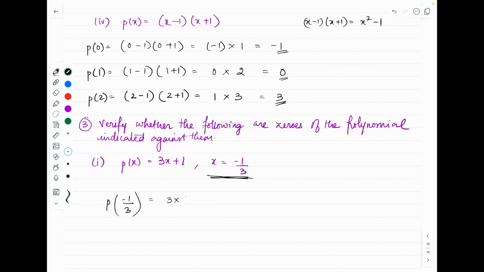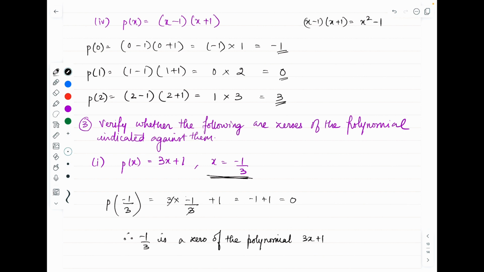This is 3x means 3 into minus 1 by 3. Okay, plus 1. 3 is cancelled. We are remaining with minus 1 plus 1. Minus 1 plus 1 is what? 0. Hence, therefore, minus 1 by 3 is a 0 of the polynomial.